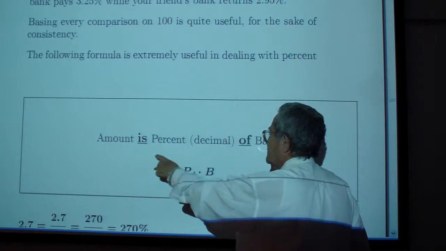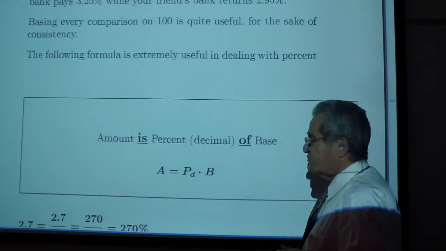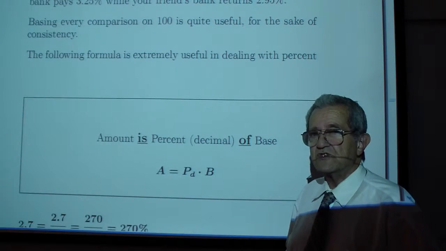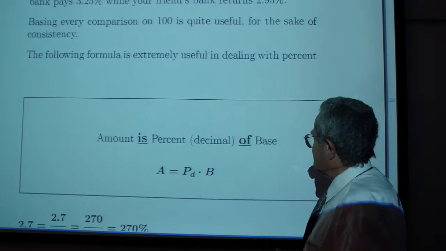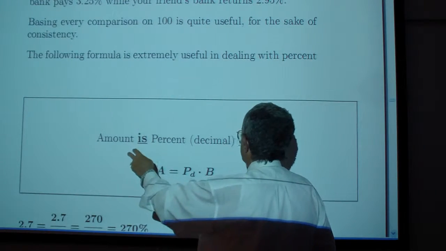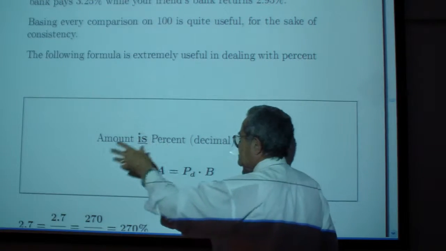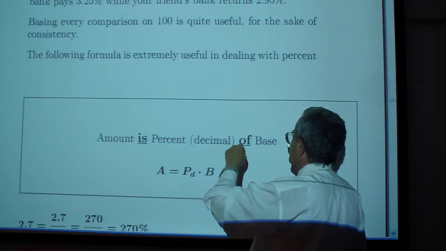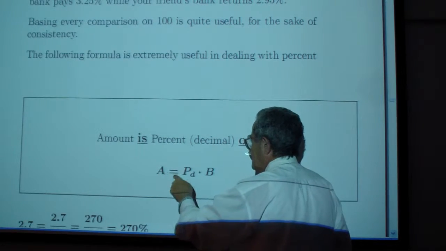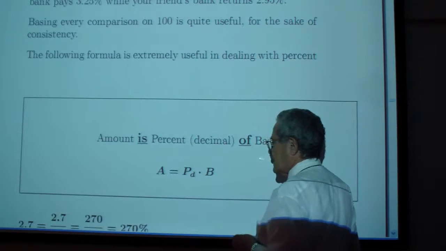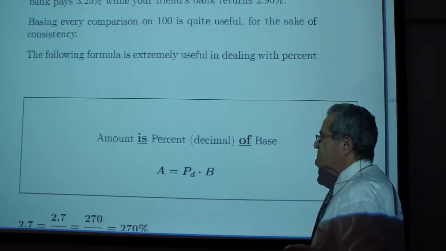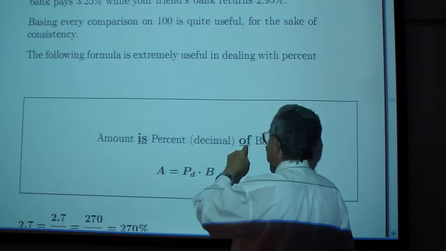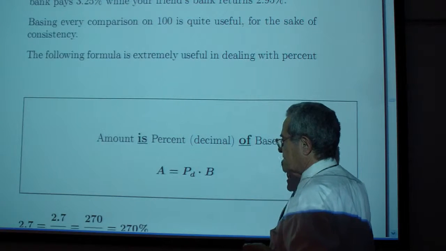I'd like you to remember a little phrase when you work with percent, okay? Remember that. It is very, very useful because percent problems can be written in the form of an "is" and an "of." Amount is percent written as a decimal times base. Very, very useful because the "is" gets translated into an equal sign, the "of" gets translated into a multiplication.